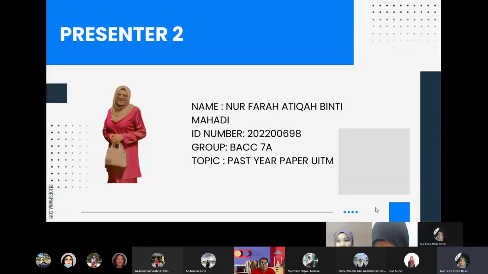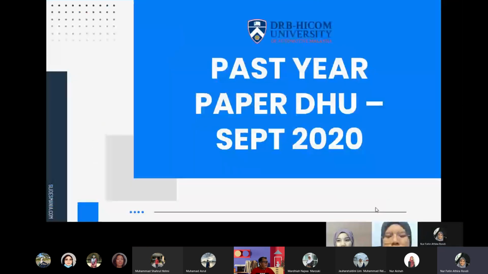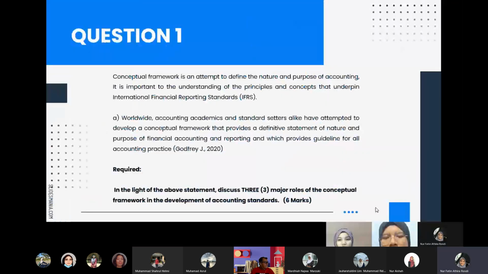Okay, so for my part, which is the past year paper DHU September 2020. For the first question, the conceptual framework is an attempt to define the nature and purpose of accounting. It is important to the understanding of the principles and concepts that underpin International Financial Reporting Standards, or IFRS. So, worldwide, accounting academics and standard setters alike have attempted to develop a conceptual framework that provides a definitive statement of the nature and purpose of financial accounting and reporting, and which provides guidelines for all accounting practice.